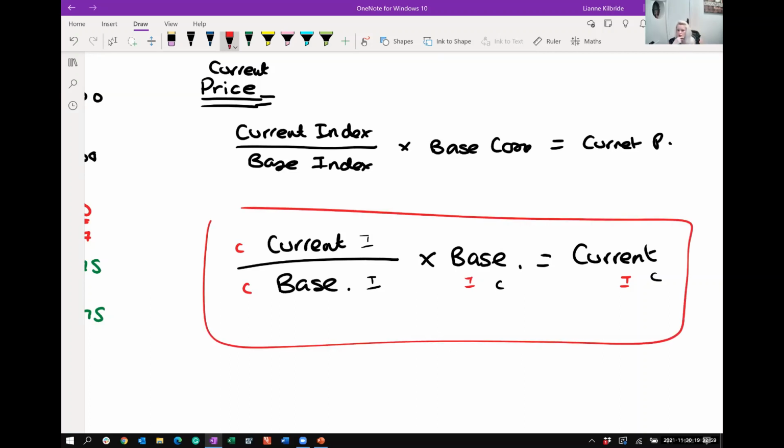So if your base index is 100, could you just do the original base cost times the current index?